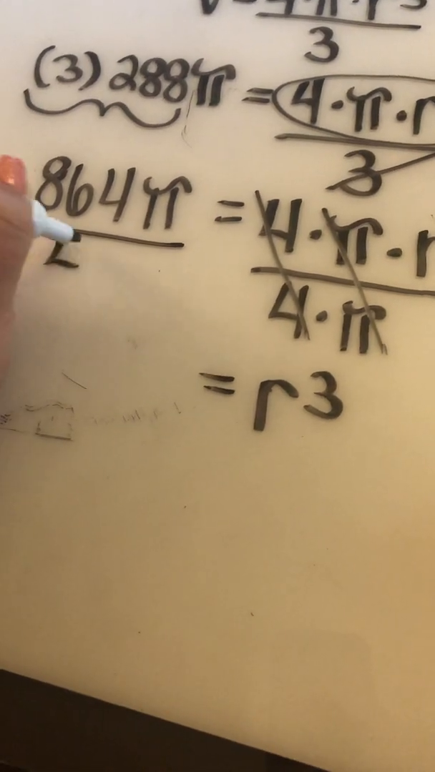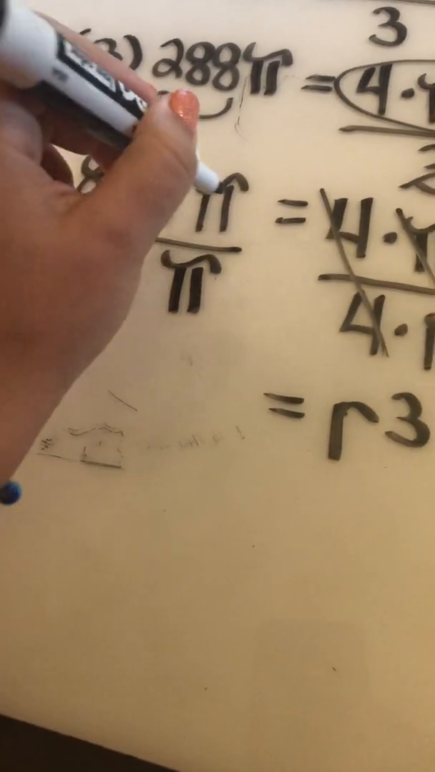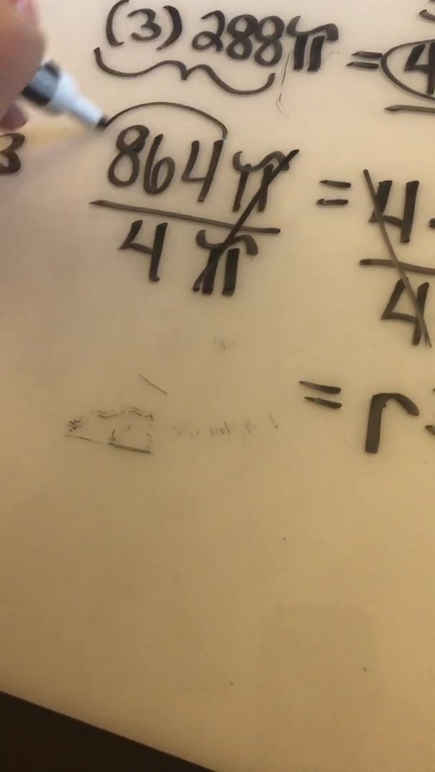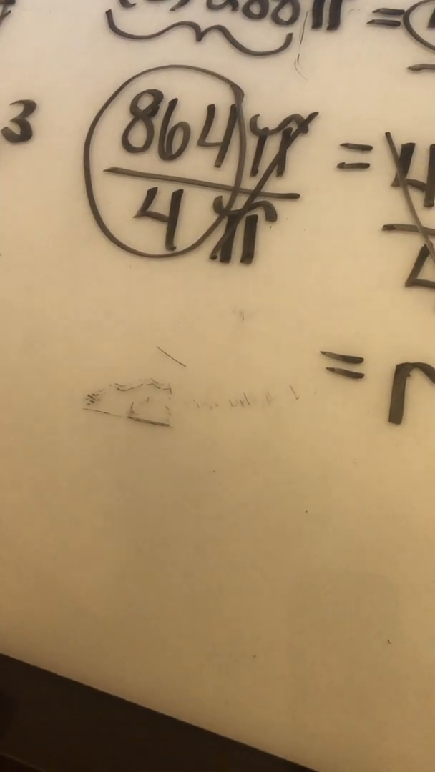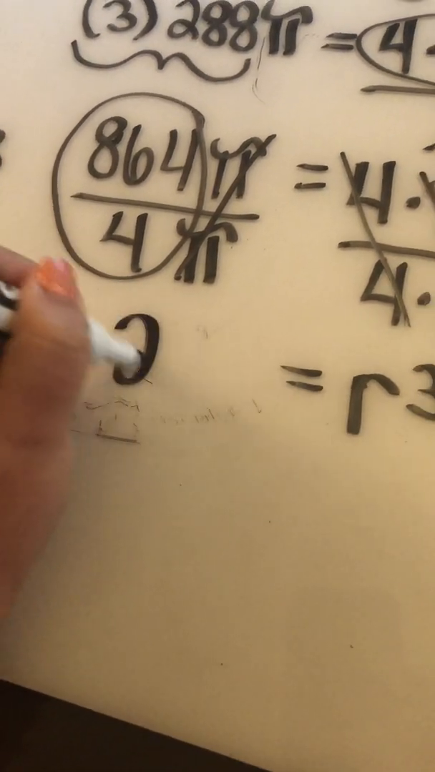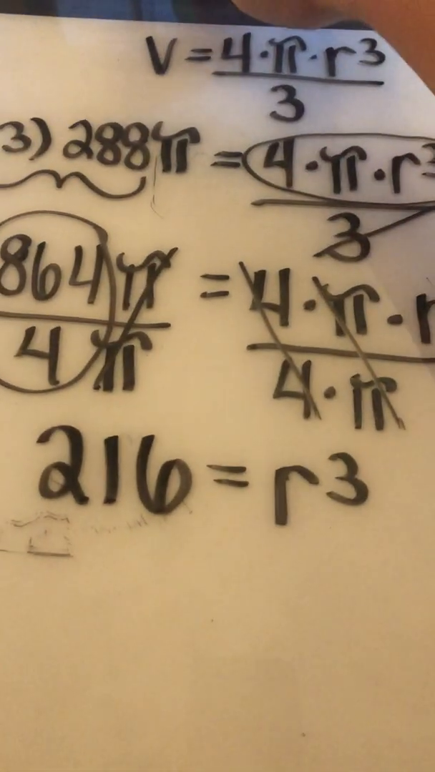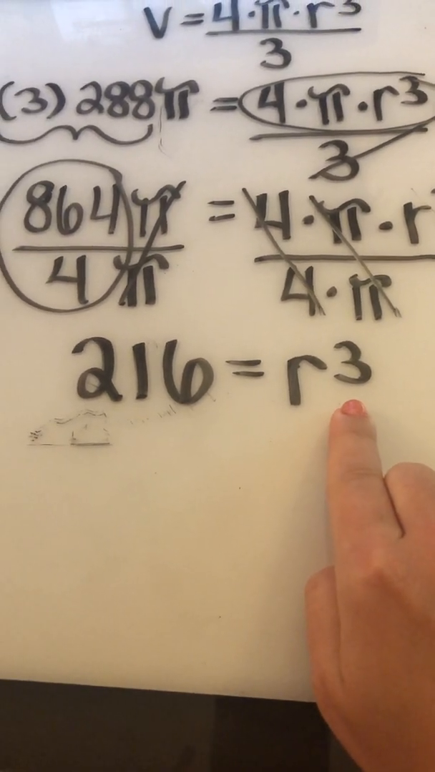Whatever we do to one side, we have to do to the other. So now we're going to divide by 4 pi on the other side and check out what happens. Pi over pi will cancel to 1, so we don't need it there anymore. All we need to do is figure out the quotient of 864 divided by 4. And that quotient is going to give us 216. Okay? So we're very close to the end, but we have to get that r by itself, and right now it's raised to the 3rd power.